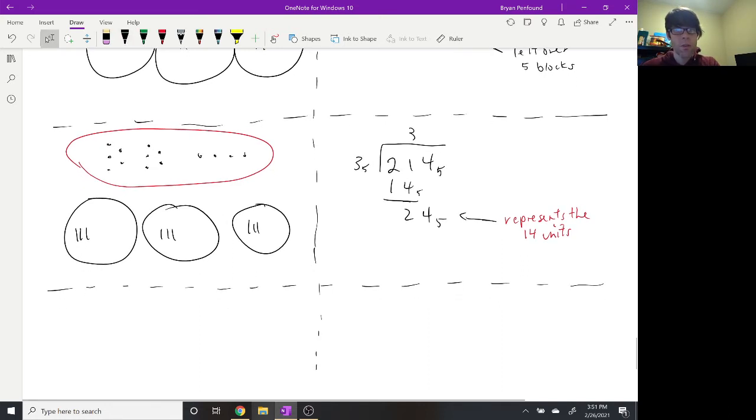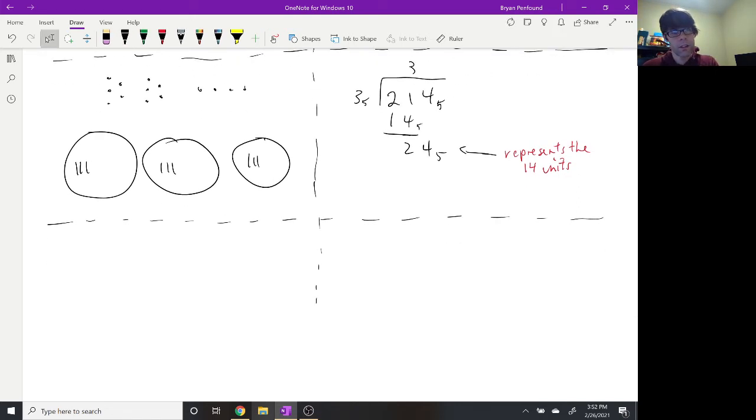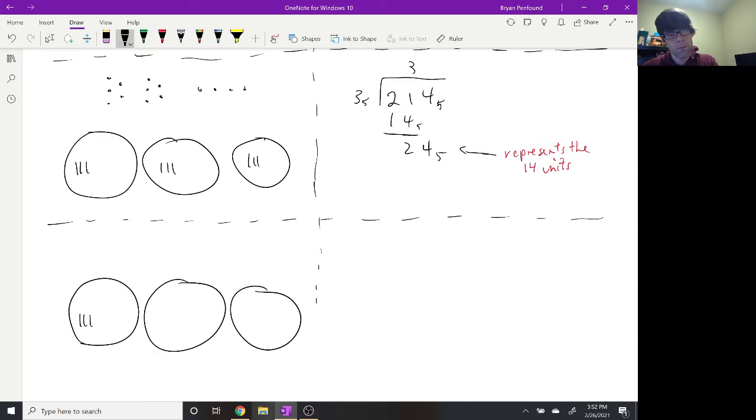Okay, we should now be able to distribute these units into the equal-sized groups. So that's what I'm going to do down here. We're going to distribute some units into these 3 equal-sized groups, and we're going to see how many units we can get into each group. Okay, so I have 14 altogether.